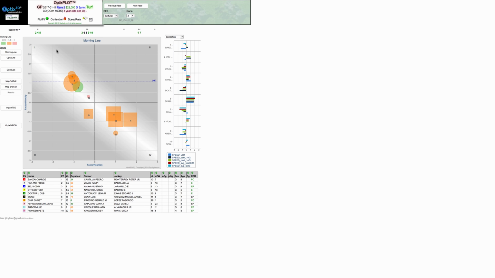If you're playing a contest, you want to look at other things. Which of these horses is fast enough? Which of these horses is in good form? That's where you can use Optix Notes and Optix Figs. I will tell you from the Optix Fig range, the 1, 7, 8, and 10 are viable.